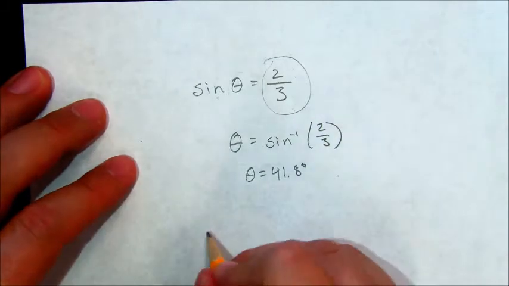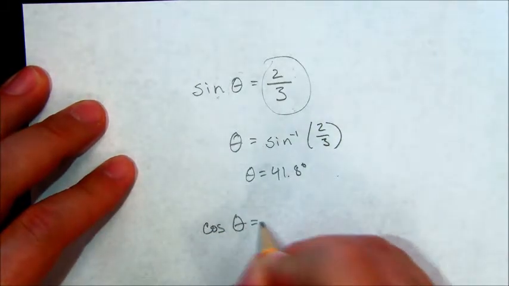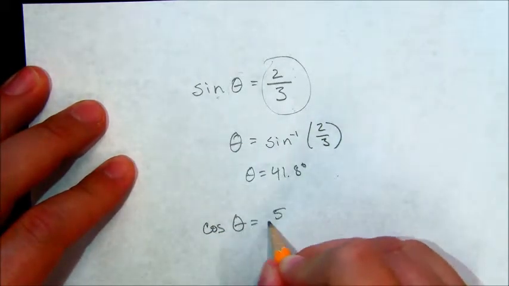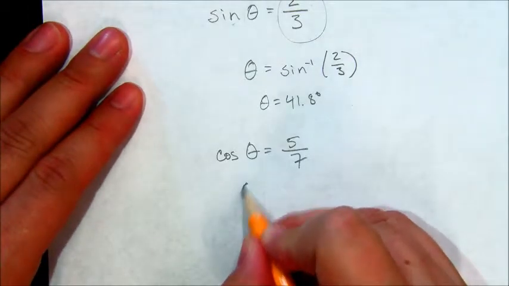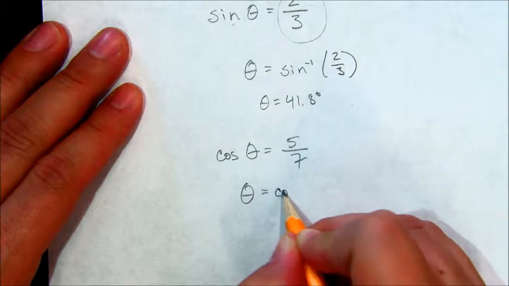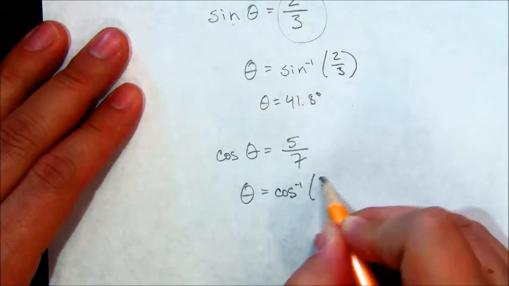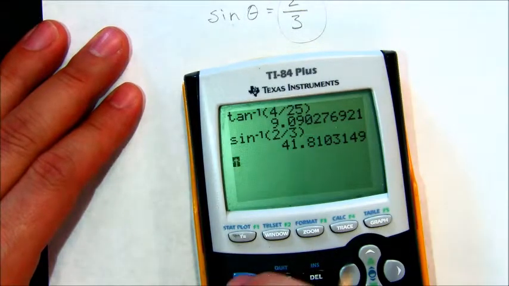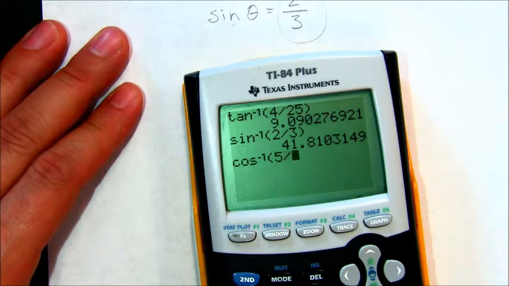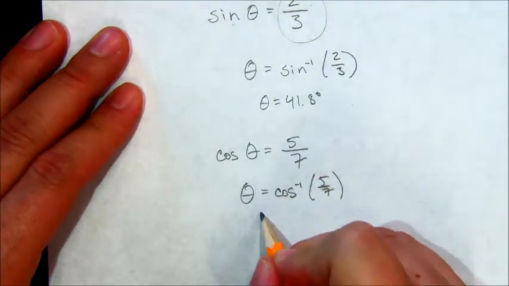It's the same thing with cosine. If I know that cosine theta equals 5 over 7, just making stuff up here, then to find theta, I say theta equals cosine negative 1 of 5 over 7. Second cosine, 5 over 7, enter, and I get 44.4 degrees.